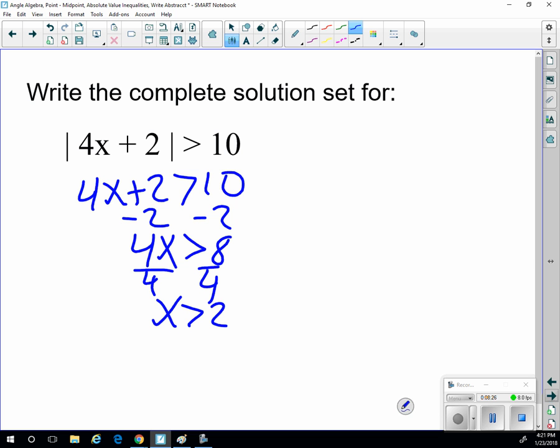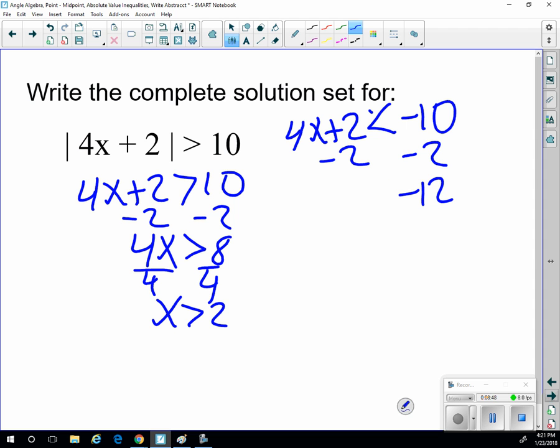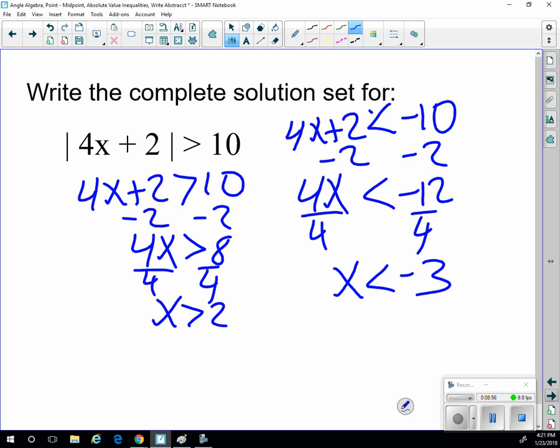And now we're going to do the negative one. So 4x plus 2 is going to be less than negative 10. So it's going to be to the left of negative 10. So it's more than 10 units away from 0. So then when we subtract the 2, we get a negative 12. And we still have a less than. We still have a 4x. We divide by 4. And it says x is less than negative 3.